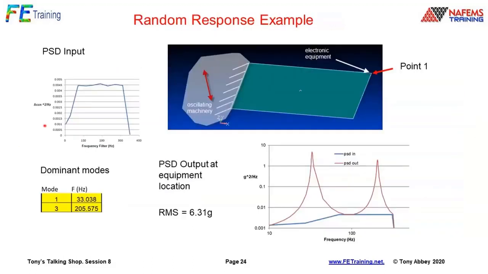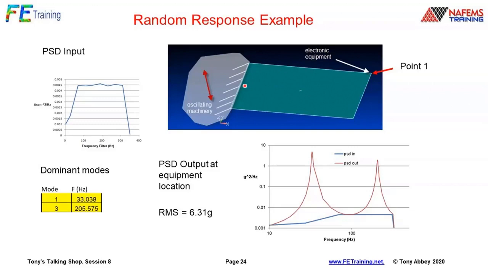PSD input, a random response analysis example as well. What I'm doing here is I've got a plate, just a very simple structure. I'm oscillating it up and down, so this is, say, a massive piece of machinery, oscillating up and down. I've got a piece of electronic equipment sitting here at, let's say, point number 1. I want to check to see what the RMS acceleration is at that particular point.